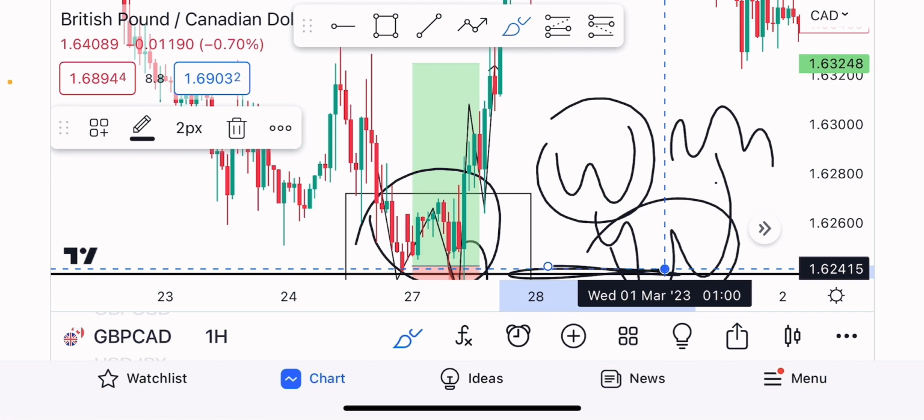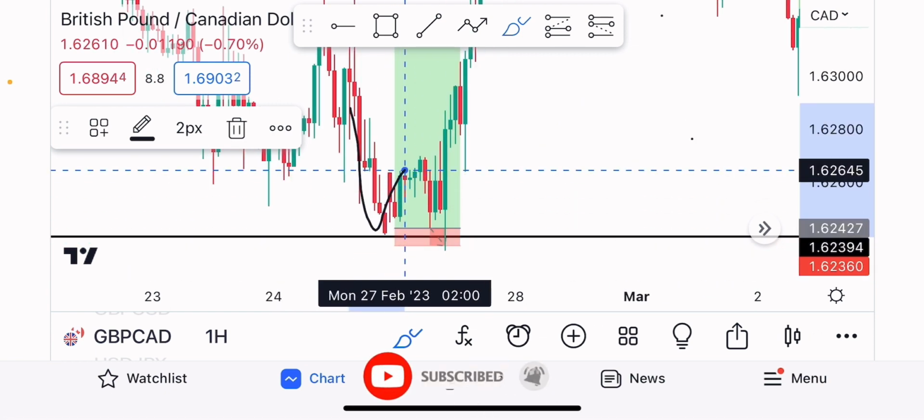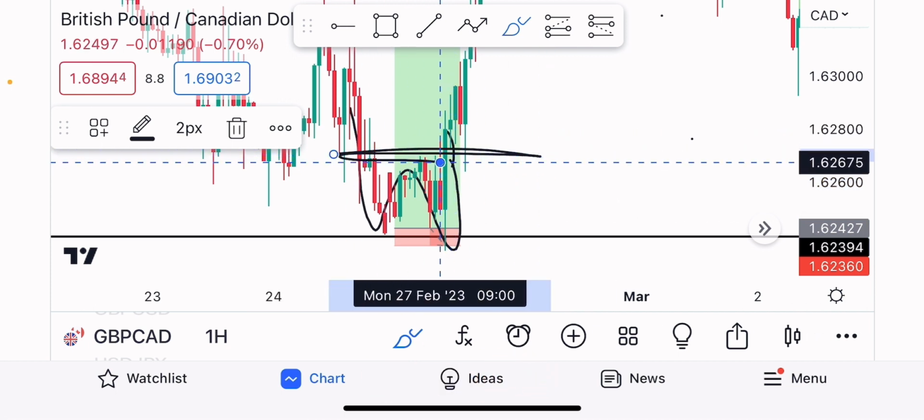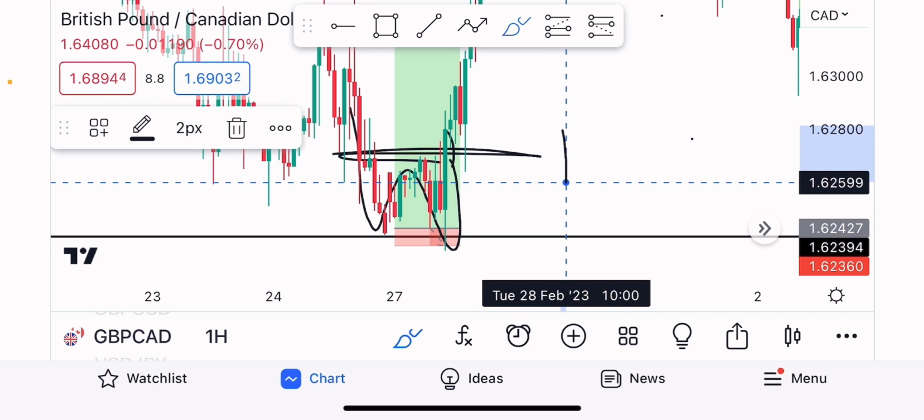So we have to wait out for confirmations like a reversal pattern, a candlestick rejection. Reversal patterns could be inverted head and shoulders pattern, could be head and shoulders pattern, could be double bottom formations or double top formations. So we got our double bottom formation. Then we had our neckline at this point. Whenever there's a pattern formation, there's always a neckline.